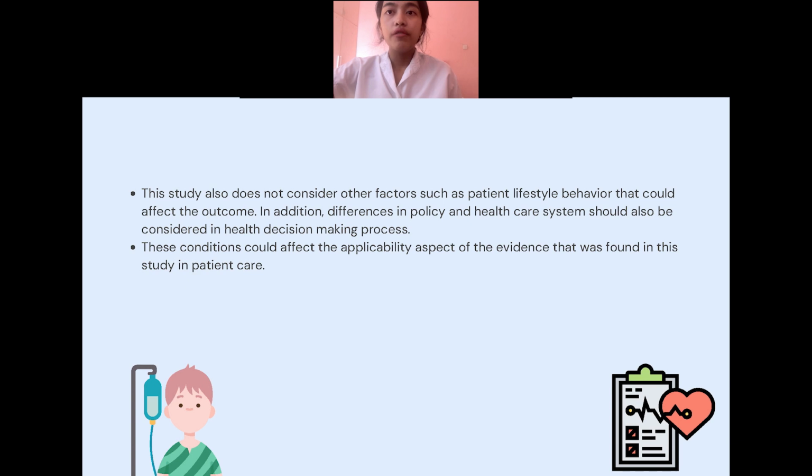In addition, differences in policy and healthcare system should also be considered in the health decision-making process. In this study, subject characteristics are not assessed and clarified specifically. This condition could affect the applicability aspect of the evidence that was found in this study in patient care. Thank you. Next.